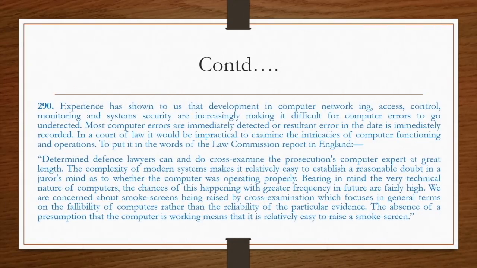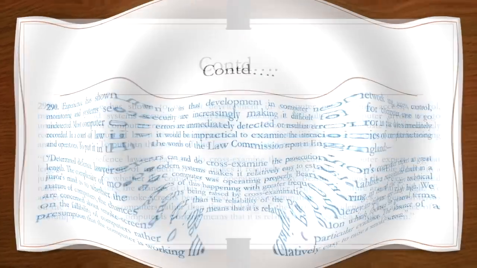Experience has shown us that developments in computer networking, access, control, monitoring, and system security are increasingly making it difficult for computer errors to go undetected. Most computer errors are immediately detected, or the resultant error in the data is immediately recorded. In a court of law, it would be impractical to examine the intricacies of computer functioning and operations. To put it in the words of the Law Commission's report in England, determined defense lawyers can and do cross-examine the prosecution's computer experts at great length.